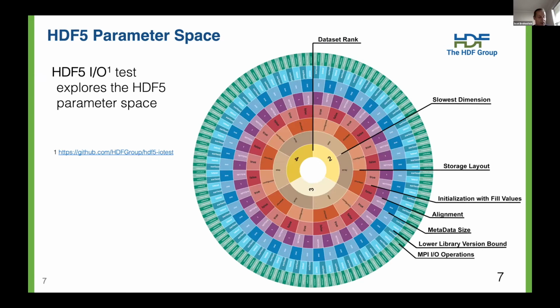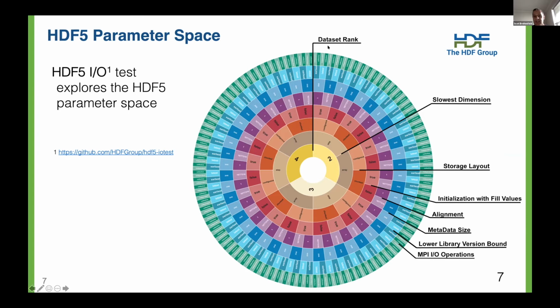So now I mentioned, how do you determine what's the best cache size or what's the best chunk size to use? Well, we have an application benchmark that the HDF5 group developed called HDF5 IO test that explores the HDF5 parameter space. A lot of the time users want to know how is it best to organize my data, and this is a tool that helps you along with what the best performing parameters might be. So what this program does is it looks through all the different parameters.